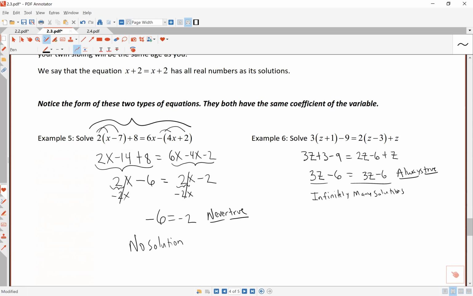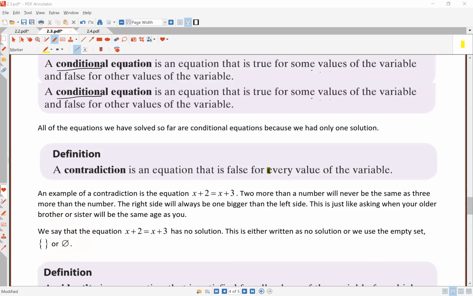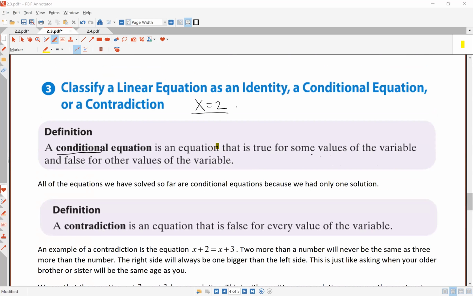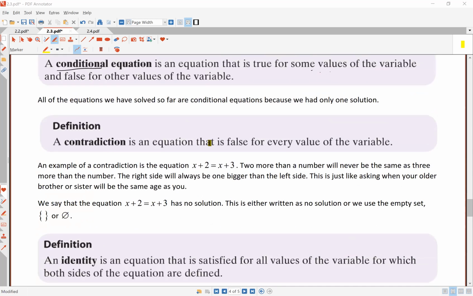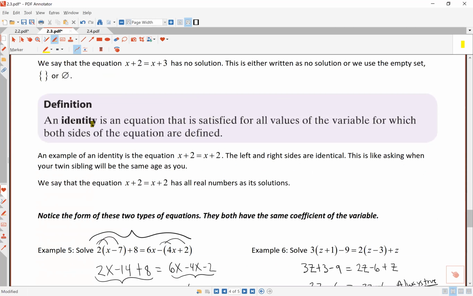So you see here that we're describing the solution set by how many they contain or how many it has. There are none in there, and there are infinitely many in there. So you have 3 types of equations. You've got the equations where it's true for some values, conditional. If it's never true, so if it's always false, then it's said to be a contradiction. And if it's always true, then it's said to be an identity.